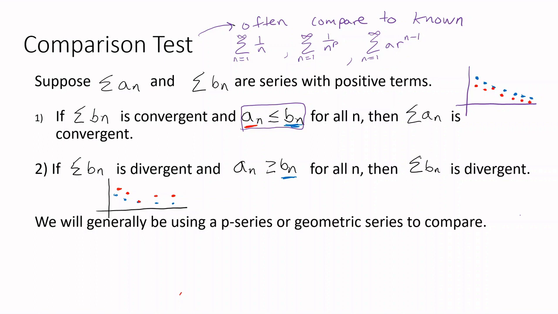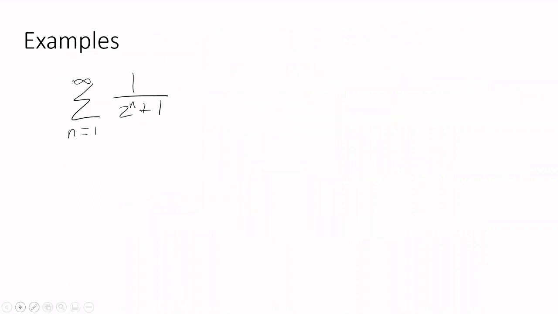That's the comparison test. You look at how two series are compared, and then you look at the way one of them works, converge, diverge, and use that to get information about the other one. And again, we're going to use P series or geometric most of the time to do our comparison. So, what's the toughest part of this whole thing? It's definitely, what do I compare to? But what you need to do is be able to look at these problems and go, what matters here?